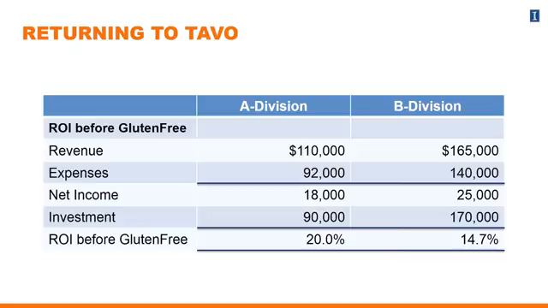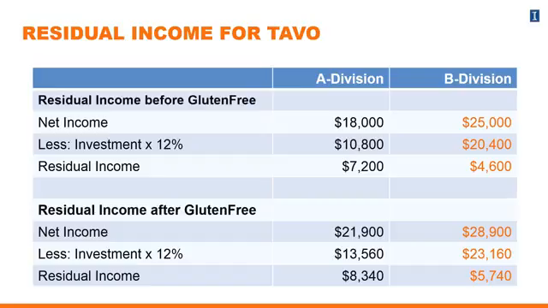So turning back to Tavo's situation, we had return on investment before the gluten-free option was implemented. And as we suggested, the return on investment for Division A was 20%, and the return on investment for the B division, again before the gluten-free option is implemented, is 14.7%. Now we can calculate residual income as something that complements or even substitutes for a return on investment measure.